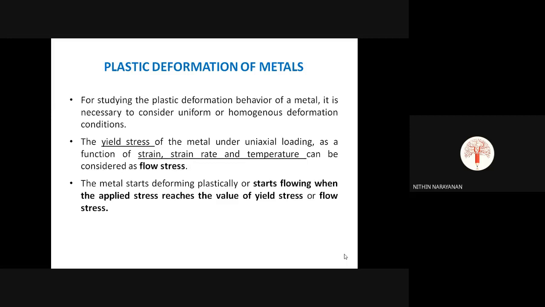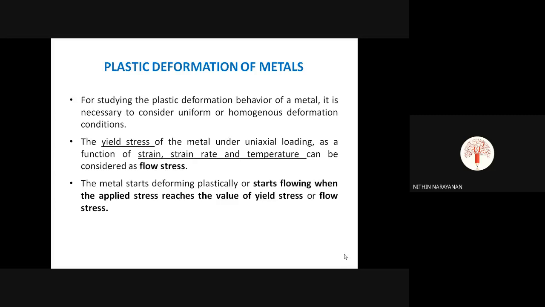Whenever we study the behavior of metal, or its plastic behavior, it is necessary to consider the deformation conditions to be uniform or homogeneous. The yield stress of a metal under uniaxial loading can be taken as a function of strain rate, temperature and such factors, and all of these can be considered as flow stress. Because if you apply a load on a material, this metallic object will start to change its shape. It starts to deform, which means it will start to strain.